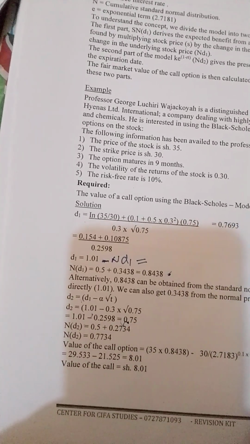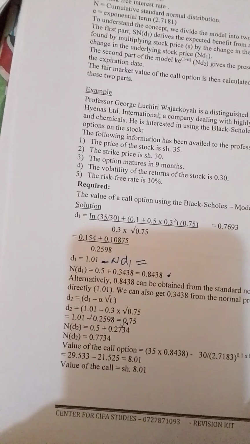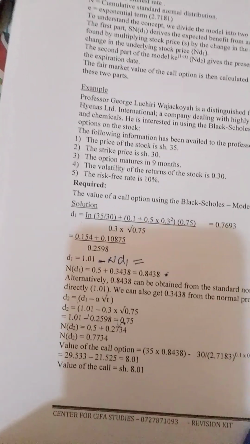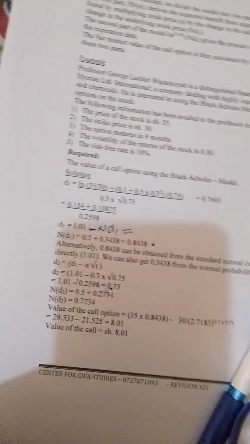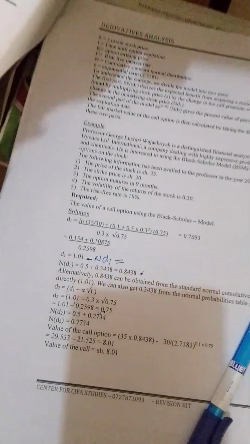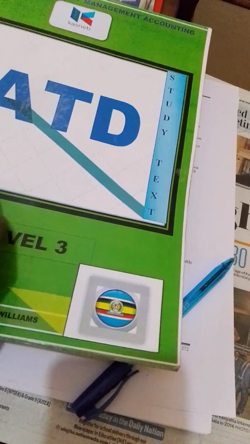0.75. So we want to get our ND2. If you go back to your table, you read 0.75. We read our 0.75 from the table that we have.